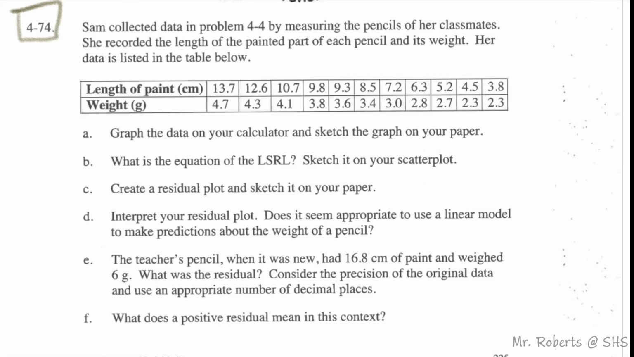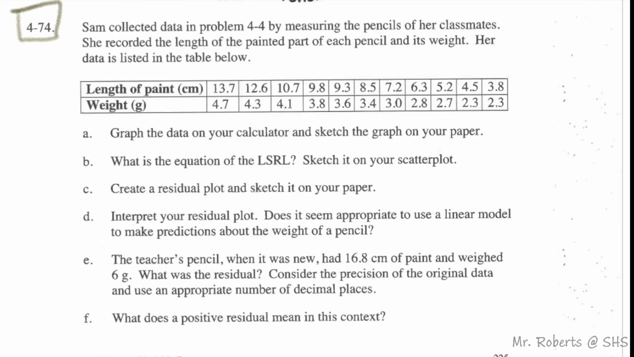The first question says Sam collected data in problem 4-4 by measuring the pencils of her classmates. She recorded the length of the painted part of each pencil and its weight. So the length of the paint, like normally they're yellow, but it could be purple or some other color, versus the weight. Now, I'm thinking there's going to be an association there. In my mind, what I'm expecting to see is that the shorter the length of the paint is, the less it's going to weigh, right?